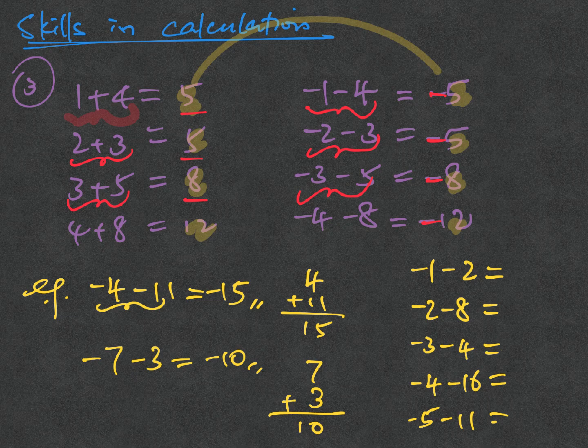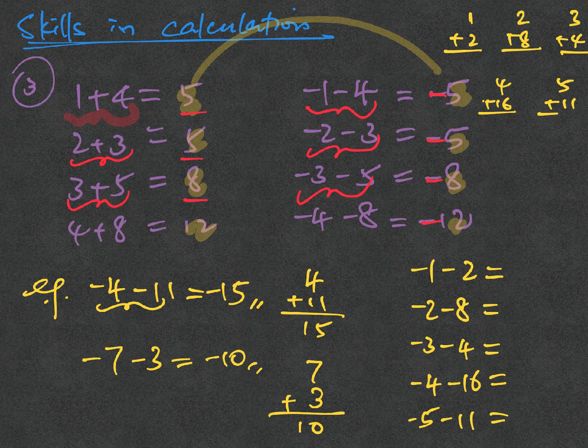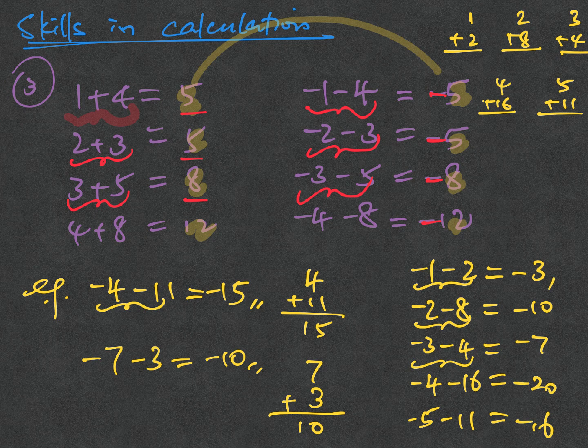Time's up. For each question, you remember to forget about the negative sign. You are just doing 1 plus 2, 2 plus 8, 3 plus 4, 4 plus 16, and 5 plus 11. So that's why it gives you 3, 10, 7, 20, and 16 finally. Because you are dealing with negative numbers, minus and minus, all of them carry a negative sign. And you finish all the questions correctly. Perfect.